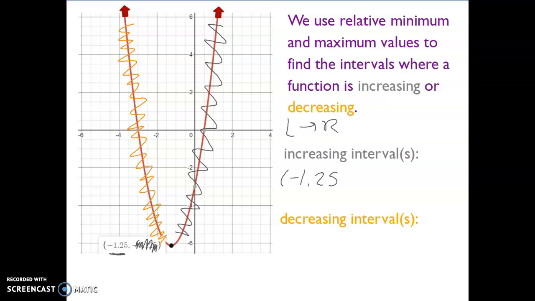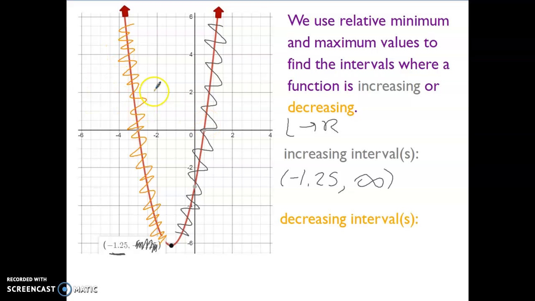It just hovers for a second, and then it's going on and on forever to the right to positive infinity. It will keep increasing because that arrow tells me it's going to keep going in this same manner, continuously up and continuously to the right. Decreasing is this orange part over here.